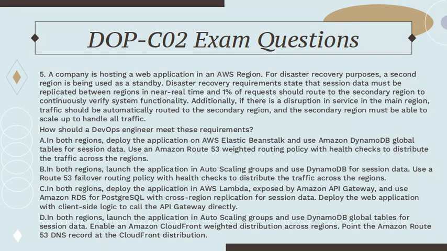D. In both regions, launch the application in auto-scaling groups and use DynamoDB global tables for session data. Enable an Amazon CloudFront weighted distribution across regions. Point the Amazon Route 53 DNS record at the CloudFront distribution.